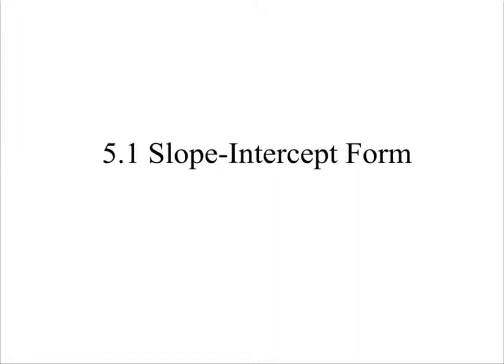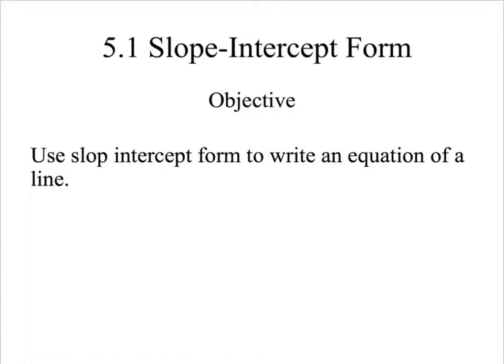We're going to be talking about 5.1, slope-intercept form. I hope you remember slope-intercept form from Chapter 4, and there's going to be just a slightly different way that we are going to come about it. We're going to use slope-intercept form to write an equation of a line. Before, I gave you the equation and had you graph it. Now I'm going to give you a graph and have you write the equation. So we're going to be writing equations here. Let's get it started.